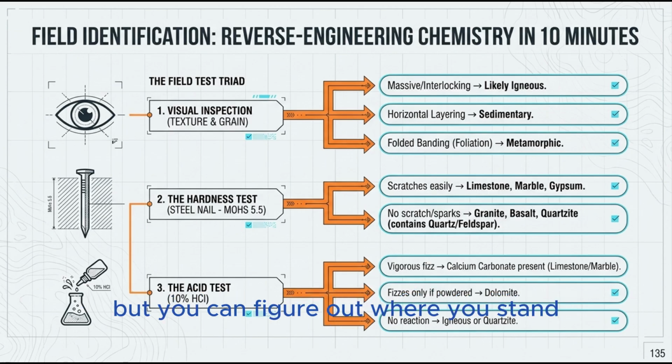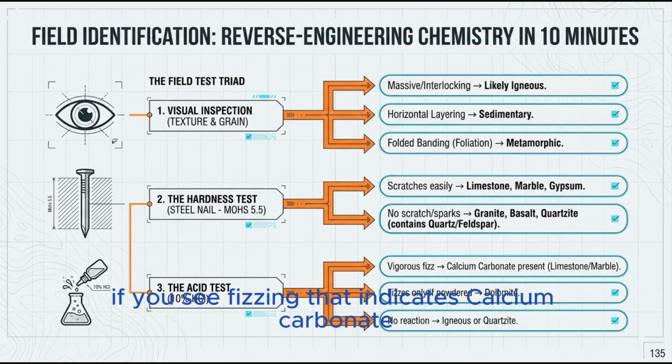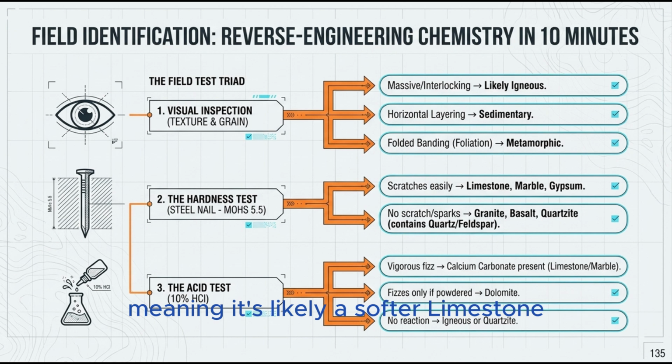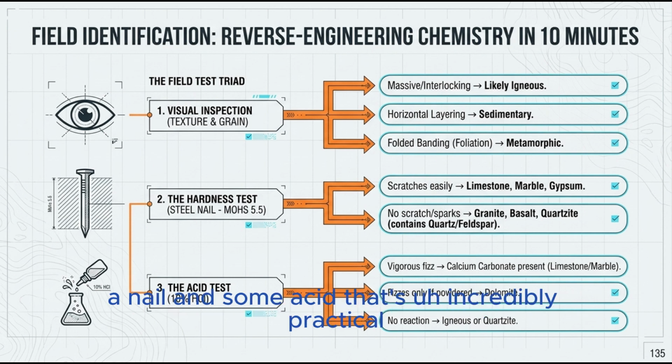But you can figure out where you stand with the 10-minute field test triad. Okay, walk us through that triad. First, just a visual inspection of the texture. Second, the hardness test. You take a standard steel nail, which is about 5.5 on the Mohs scale. If the rock scratches the nail, you know it's highly abrasive. And the third step? The acid test. Drop some 10% hydrochloric acid on it. If you see fizzing, that indicates calcium carbonate, meaning it's likely a softer limestone. A nail and some acid. That's incredibly practical. It really is.